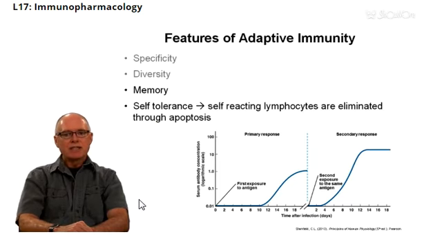In addition, self-tolerance is the process by which B and T cells do not react against self. During B and T cell maturation in the bone marrow and the thymus, lymphocytes with antigen receptors that have the potential to recognize self are eliminated through programmed cell death, or apoptosis. This process distinguishes self from non-self, and it prevents the induction of an autoimmune response.